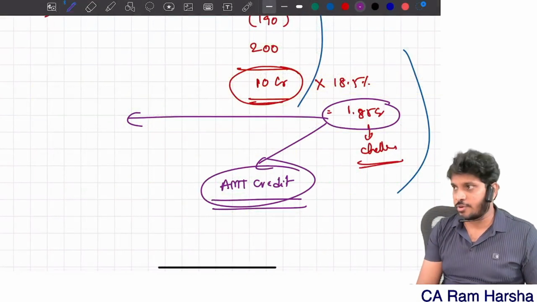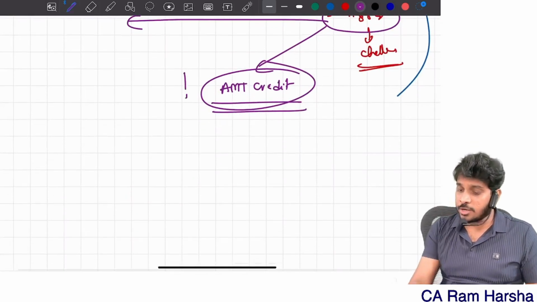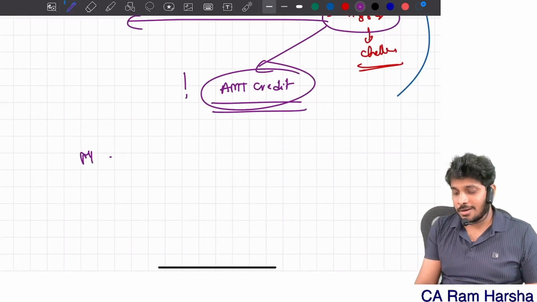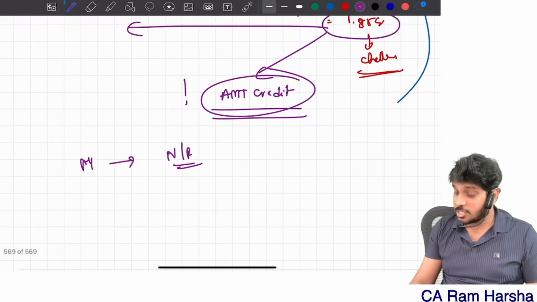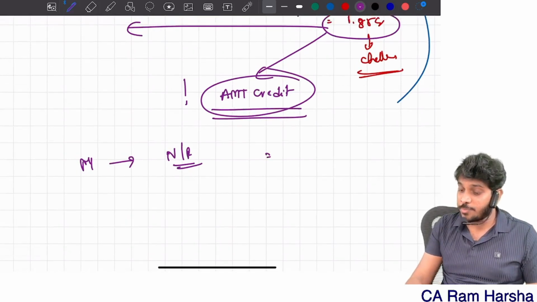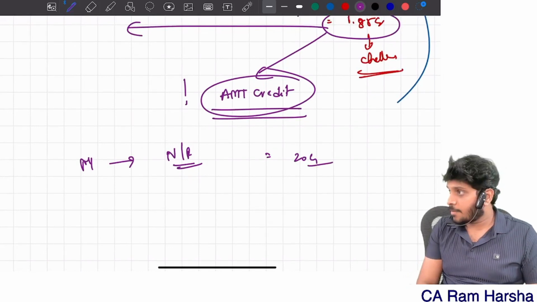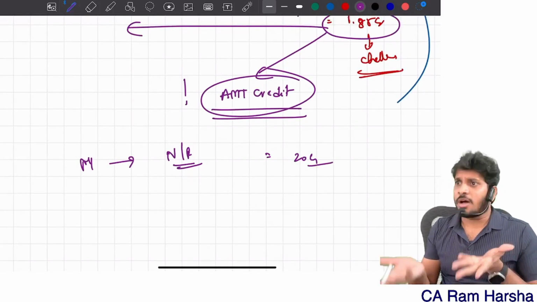AMT credit I will give you first. What will I do with this, sir? Next year you will calculate normal provisions-based income tax, right? Suppose next year your revenue income minus revenue profit is equal to 20 crore. That time you don't have 35-80 deduction. How many times will you invest?